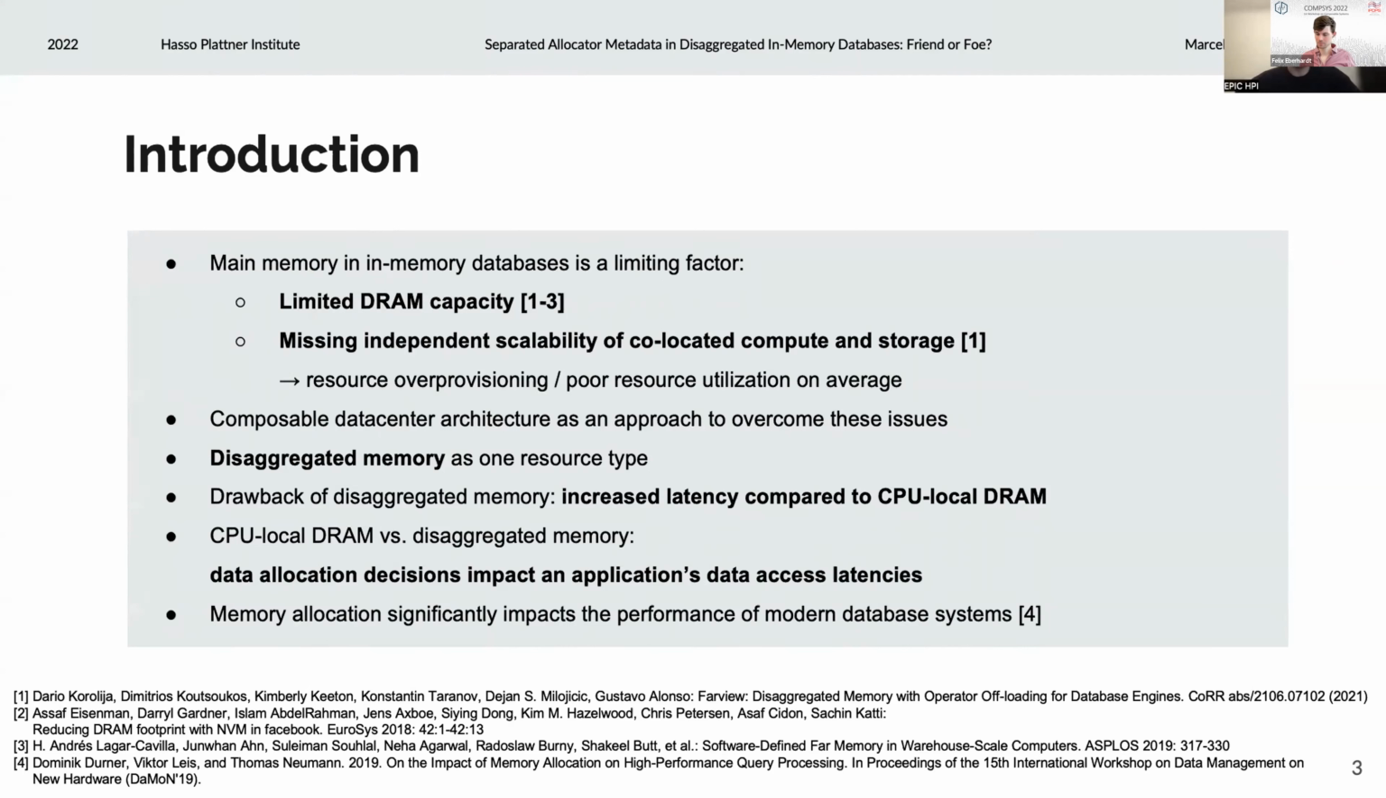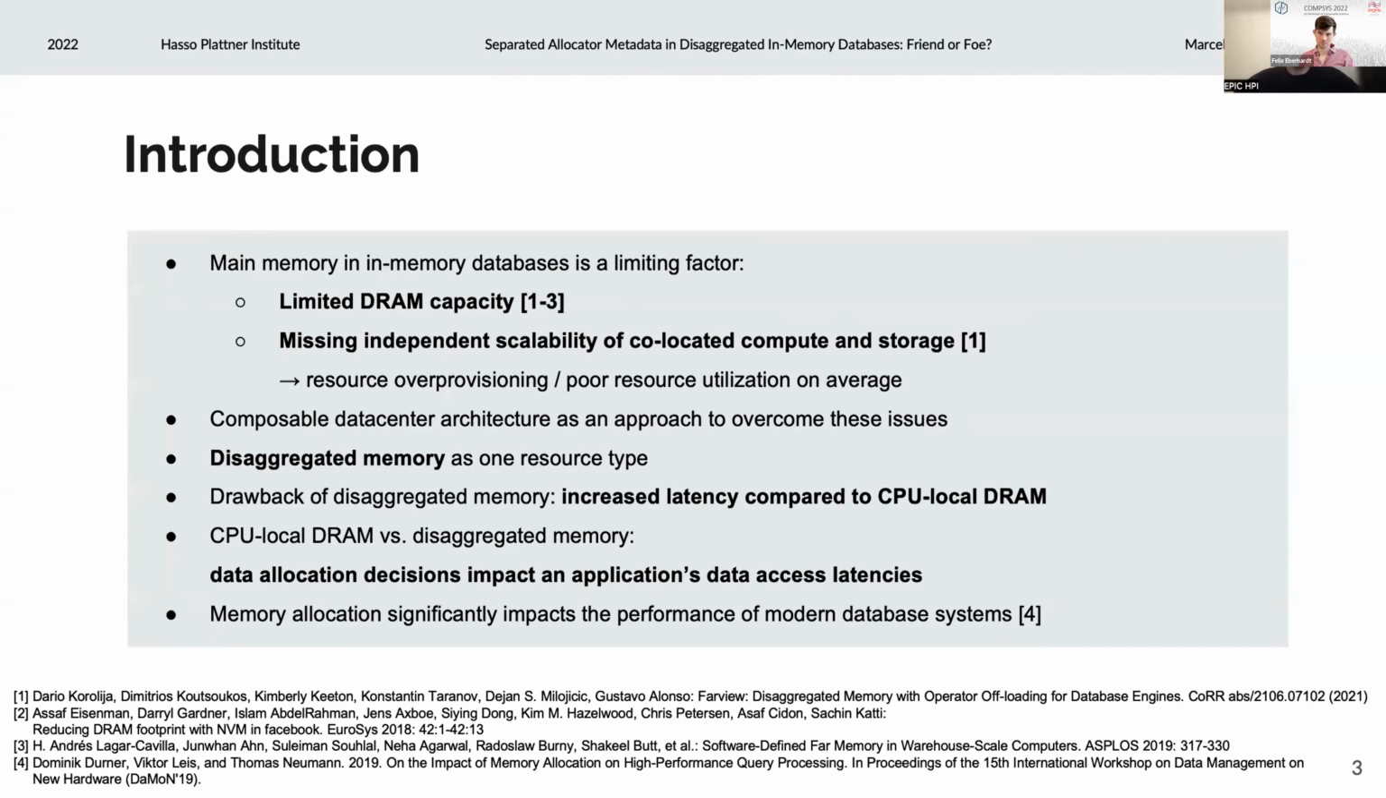To overcome these challenges, a composable data center architecture will physically disaggregate traditional server resources into independent resource pools. In this architecture, an independent memory pool is referred to as disaggregated memory. Compared to DRAM that is co-located with CPUs on one mainboard, however, using disaggregated memory in an application results in higher data access latencies. In our case, this application is an in-memory database.